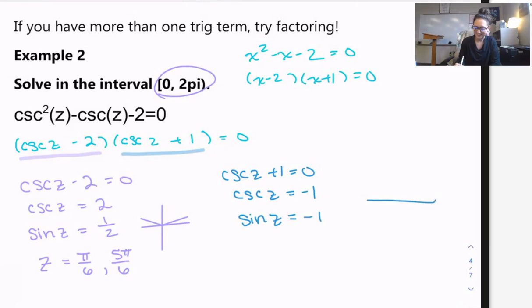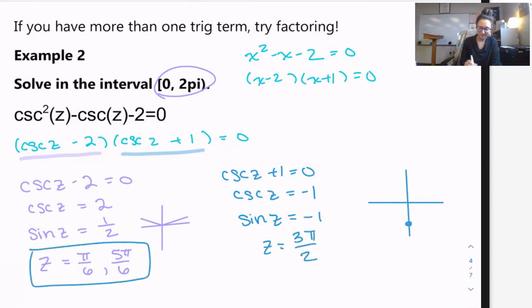So thinking about the unit circle, I want the angle for which sine is -1. Well, again, sine's y, so that would be right there. So that angle is 270 degrees, but in radians, 3 pi over 2, right? So my final answers are these 3 angles.